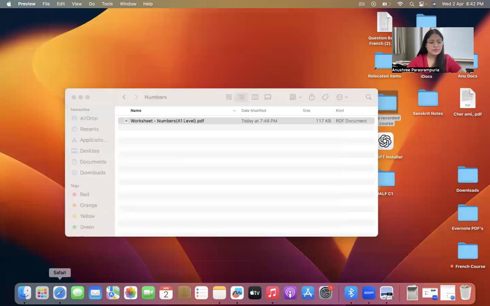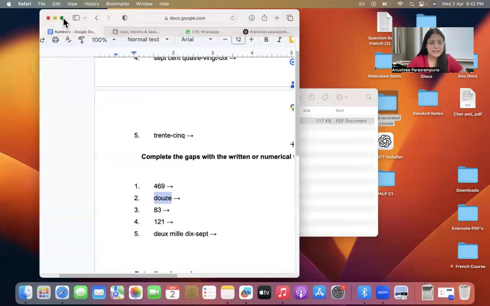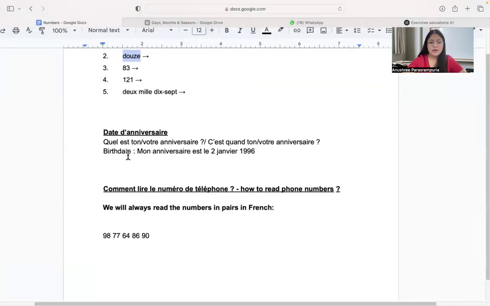Let's continue when it comes to our numbers and its practical usage. Now, when I want to talk about my birth date in French, the question that somebody can ask me or I can ask somebody is, you can repeat after me, quel est ton? If it's informal, you can use ton. If it's formal, you can use votre. So, quel est ton ou votre anniversaire?